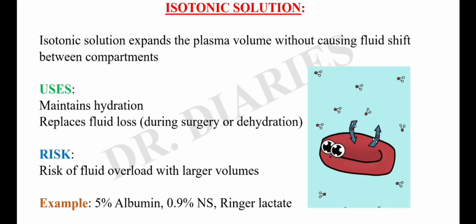Next is isotonic solution. Isotonic solution expands the plasma volume without causing fluid shifts between the compartments. It is used to maintain hydration, replacing fluid loss, for example during surgery, in dehydration, and when there is hemorrhage. Risks of fluid overload with larger volumes can also be seen. Examples of isotonic solutions are 5% albumin, 0.9% normal saline and lactated Ringer's.